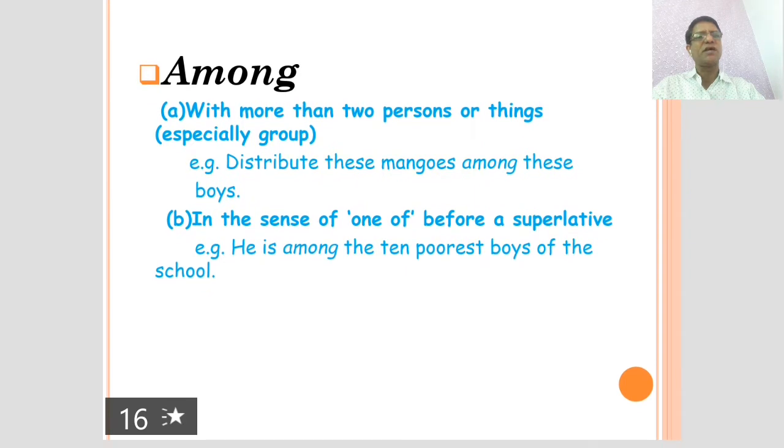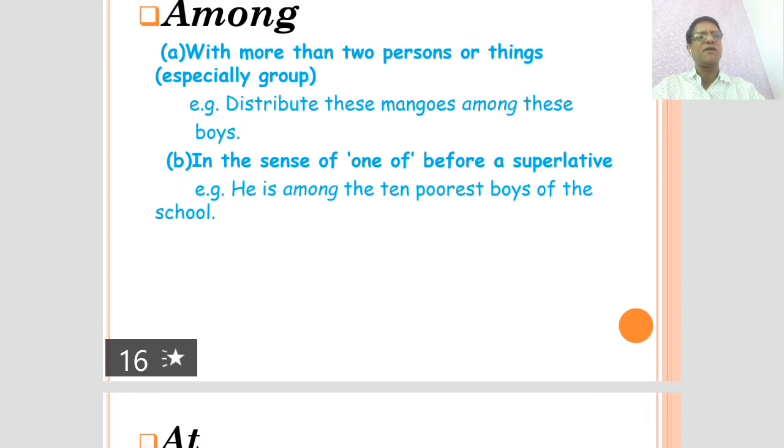Among: with more than two persons or things, especially a group. Distribute these mangoes among these boys. In the sense of one of, before a superlative: He is among the 10 poorest boys of the school. So in this manner we can use among.